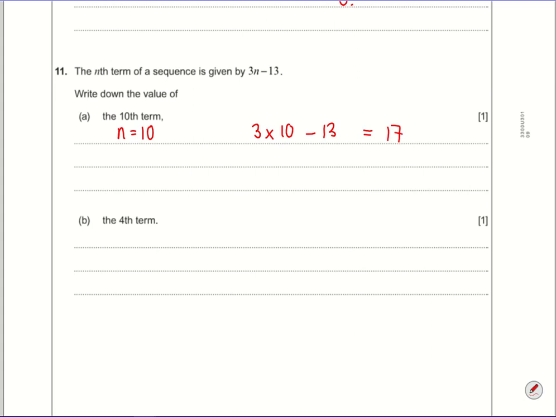Okay, and the 4th term, which is going to go negative, and that's why they've done the 10th one first. So n is 4, so that's 3 times 4, which is 12, take away 13, leaves you with minus 1. All it is is substituting into a formula. It's not even really sequences because we're only doing one number at a time. That's more like just basic algebra there. Okay? But if you did it over and over again, you would generate a sequence.